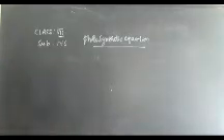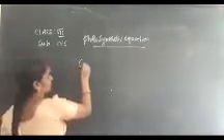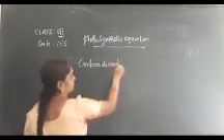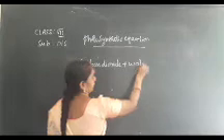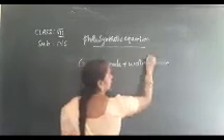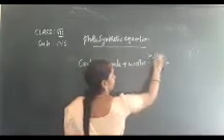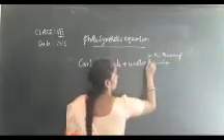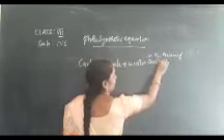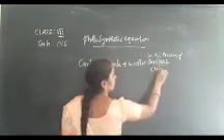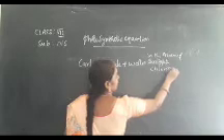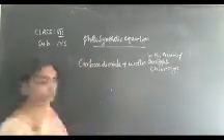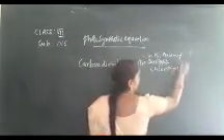Carbon dioxide plus water, in the presence of sunlight and chlorophyll. Plants prepare their own food. What is it? Glucose or carbohydrate.